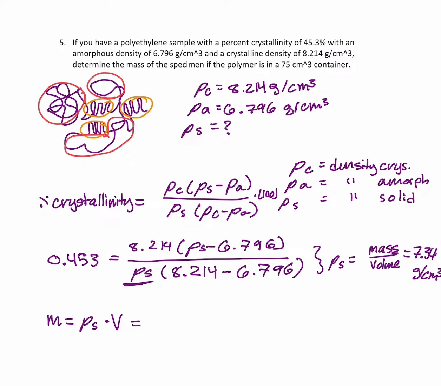And we can go ahead and just plug everything in. So we have 7.34 times 75 centimeters cubed. Our units, centimeters will cancel out because we have grams over cubic centimeters here, times cubic centimeters over 1. Those cancel, get us a value of 550.5 grams. And that is your final answer.